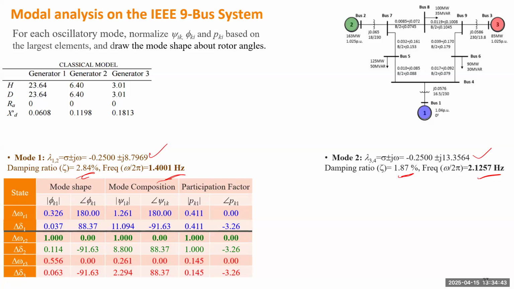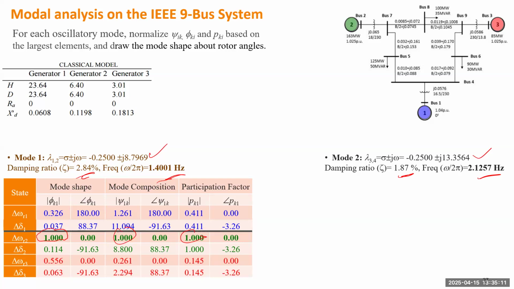Here we utilize the normalization based on the largest element. So you see the column will have one with magnitude 1, because that's the largest one, which means when you solve the eigenvector, you find the largest one and divide each element by the largest one. So the largest one will become 1, the others will be less than 1. Similarly, we do that for mode composition and participation factor.